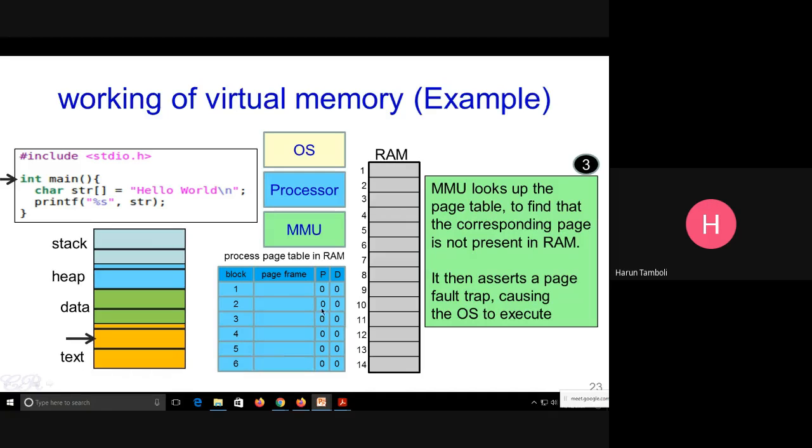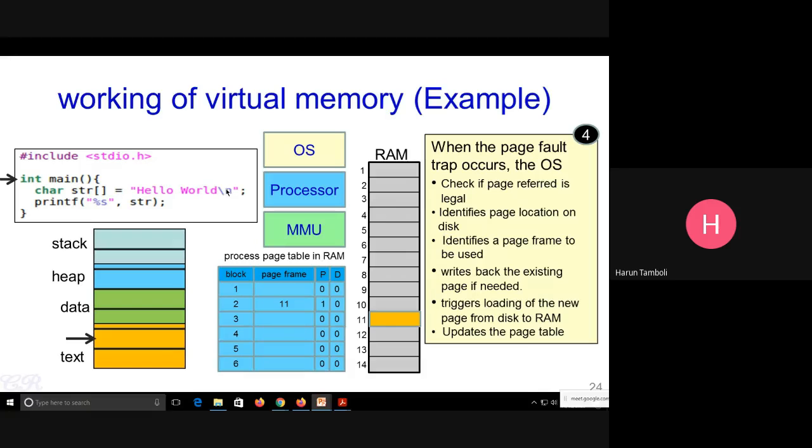For that purpose, it will check the present bit. Here, the page is not present in our case, so it will generate a page fault, which is an interrupt. It will generate the page fault trap interrupt, and this interrupt will trigger the OS to execute.